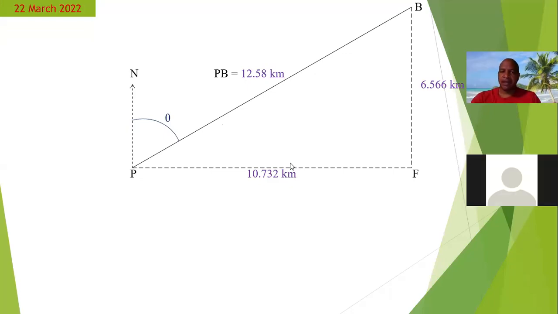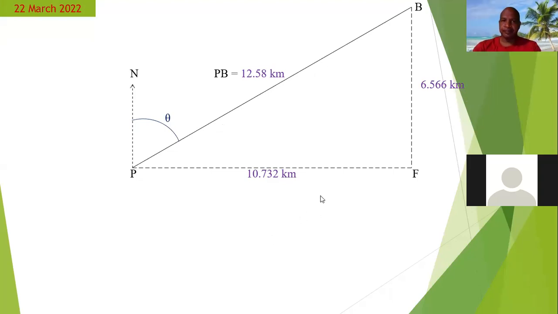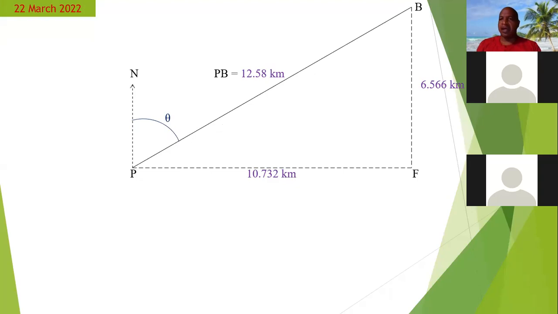All right, Ms. Wesam, do you have an idea you want to share with us? No, sir. I was wondering, sir, how you got 12.58 for PB? All right, because when we apply Pythagoras theorem, we would have squared 10.732. And then we would have squared 6.566. And then we add them, then we would have found the square root of that. Oh, so okay, sir. Let me see what I get now.